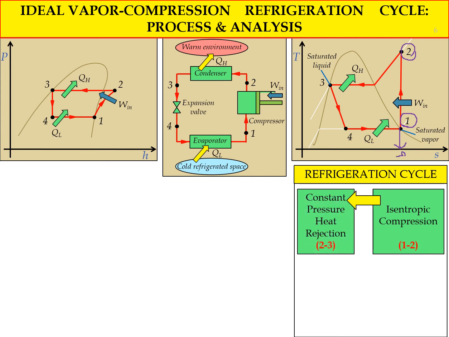And now we look into the second process, which is the constant pressure heat rejection process, process 2 to 3. This is process 2 to 3 in the TS diagram here, and we have a QH here, which is the heat rejection process, or heat to the warm environment. And look at the PH diagram, we have process 2 to 3 here, and heat is released to the warm environment, and here is the QH. As already explained before, the pressure is constant. So the pressure at state 2 and state 3 is equal.